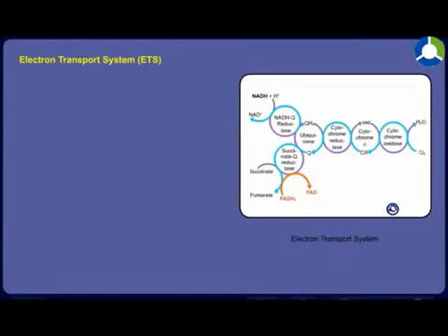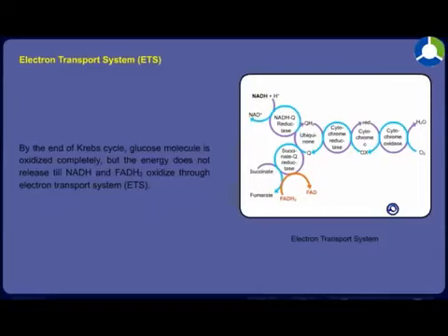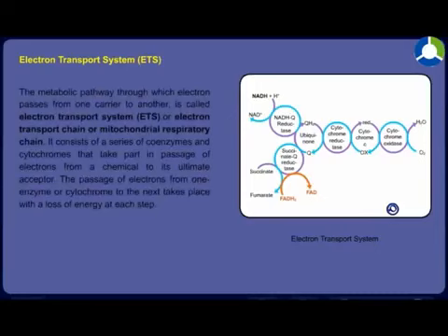Electron transport system. By the end of Krebs cycle, glucose molecule is oxidized completely, but the energy does not release till NADH and FADH2 oxidize through electron transport system. The metabolic pathway through which electrons pass from one carrier to another is called electron transport system or electron transport chain or mitochondrial respiratory chain.